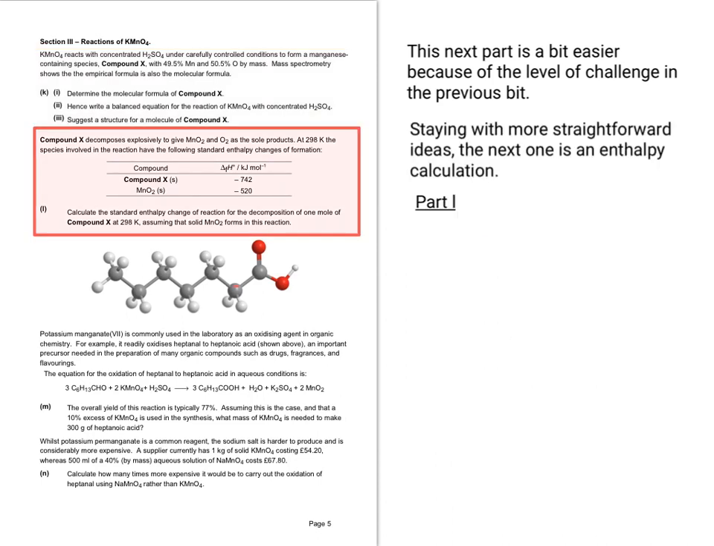So part L is also staying with more straightforward concepts from your first year. It's an enthalpy calculation. So what we've got to do is work out the enthalpy change of reaction for the decomposition of 1 mole of compound X. So as it says, the decomposition gives MnO2 and O2 as the sole products. So if you look at it, it says that compound X is in solid form in this particular case. So let's have a look at what would happen.